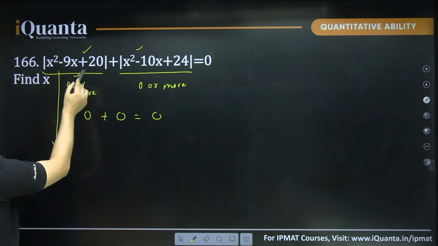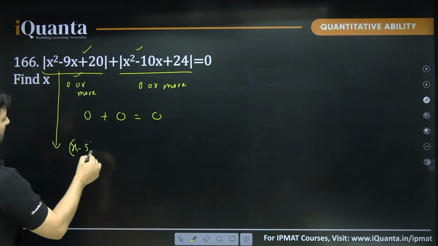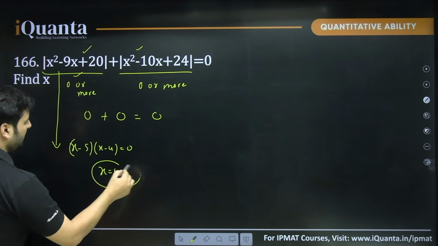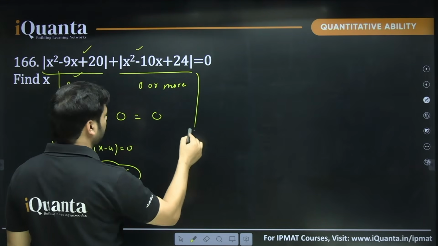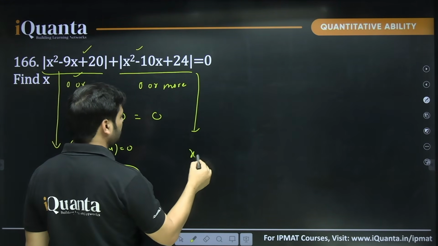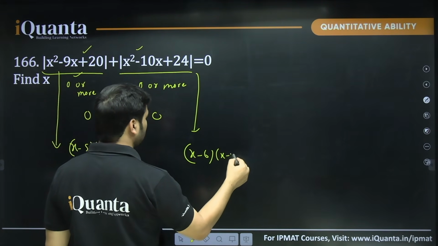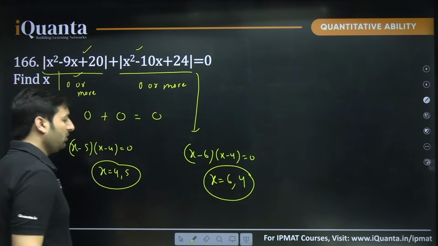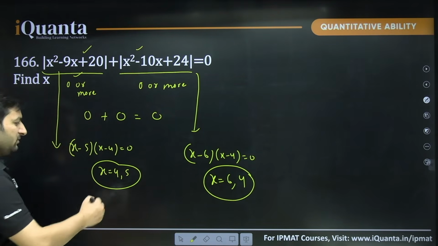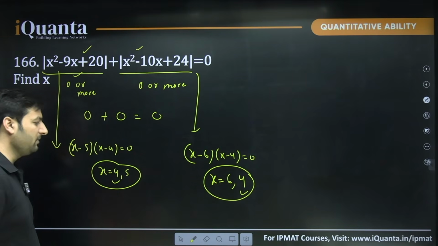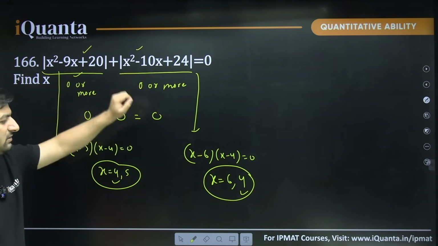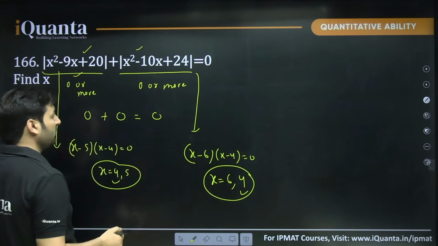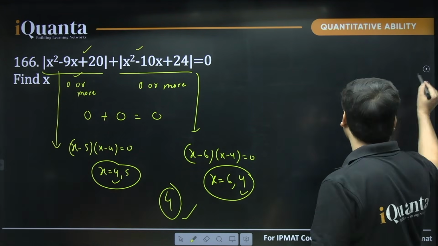So x square minus 9x plus 20 can be written as (x minus 5)(x minus 4) equal to 0. x will be 4 and 5. If you factorize x square minus 10x plus 24, it will be (x minus 6)(x minus 4) equal to 0. There will be two values of x here, 6 and 4. What is the value of x that makes both the moduli equal to 0? It's 4 only. 5 will only make the first modulus 0, not the second. 6 will only make the second modulus 0, not the first. So 4 is the value which makes both the moduli equal to 0, so 4 will be the solution. Let's go ahead and try the next question.